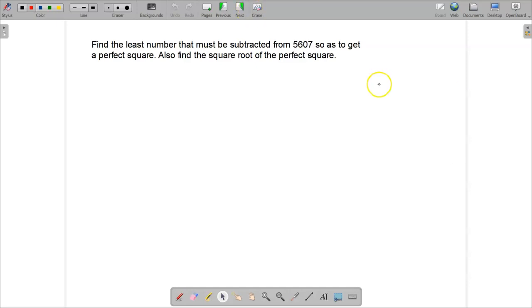So they are saying that 5607 is not a perfect square. Okay, it is not a perfect square. So we have to find out the nearby number which is a perfect square by subtracting some value from this number. So we have to subtract some value and determine another number which is going to be a perfect square.